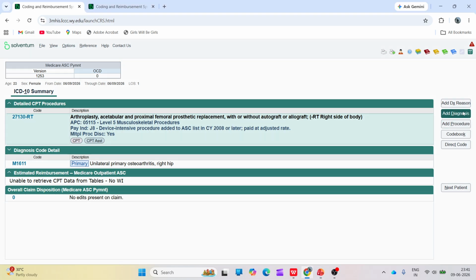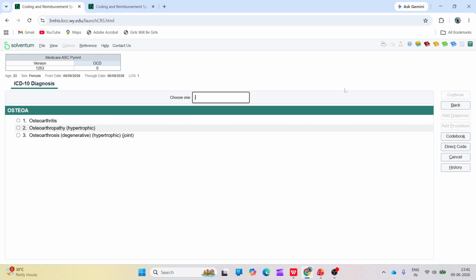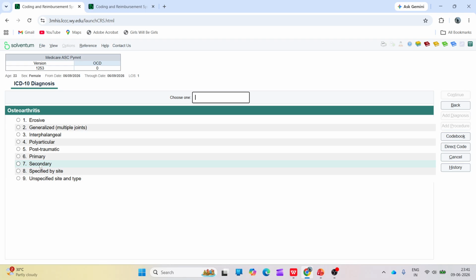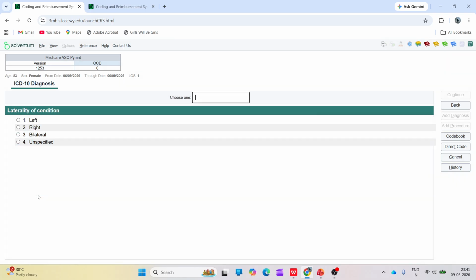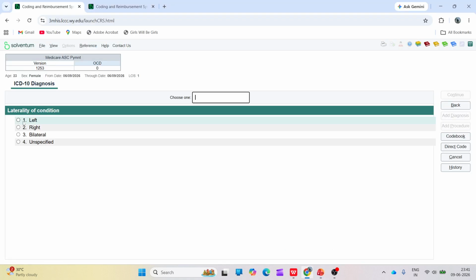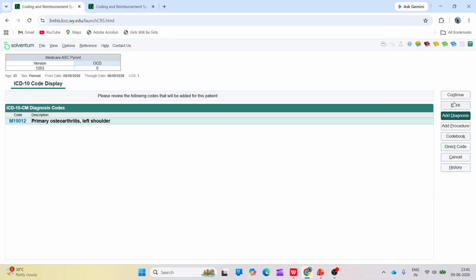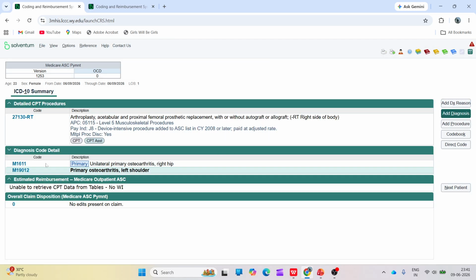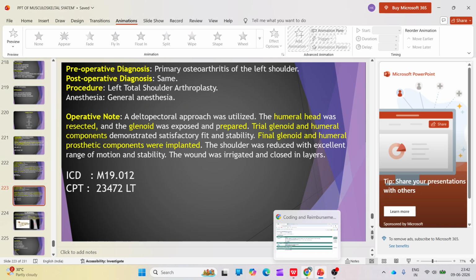Osteoarthritis, primary, this one is a shoulder. Which is the left shoulder? What is the code? M19012. This one is the ICD for the primary arthritis of the left shoulder, and total shoulder arthroplasty.